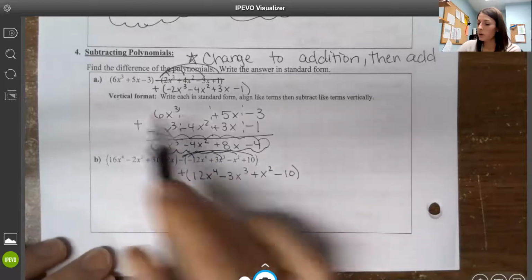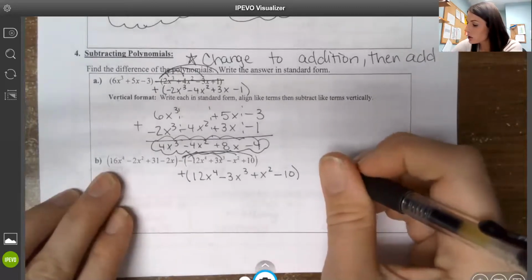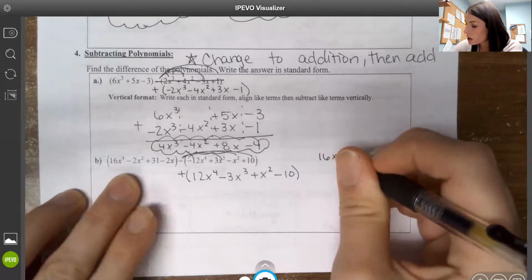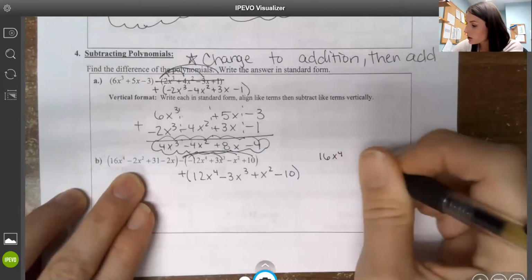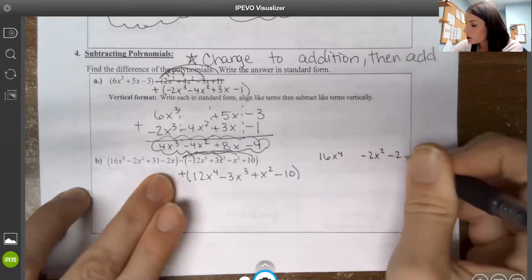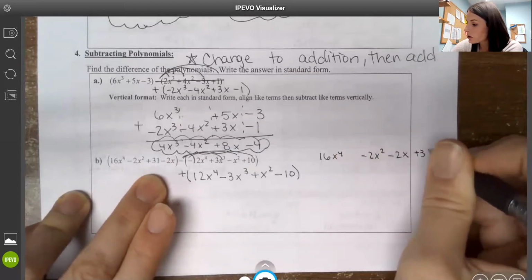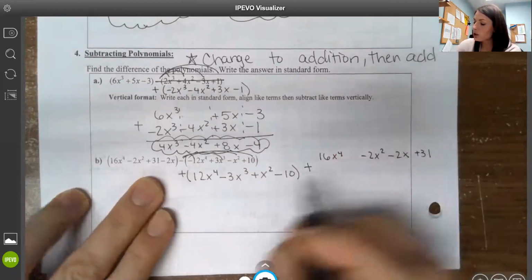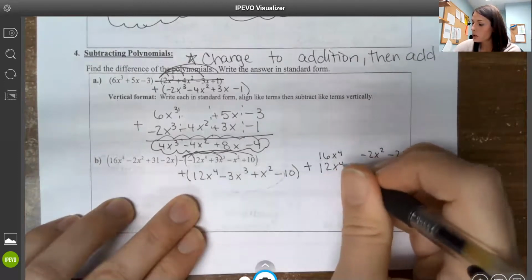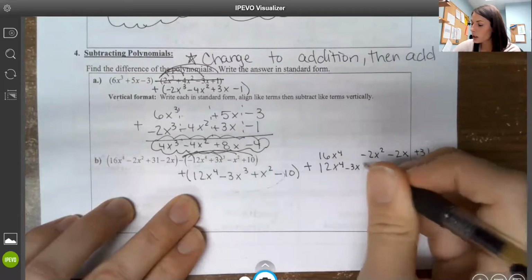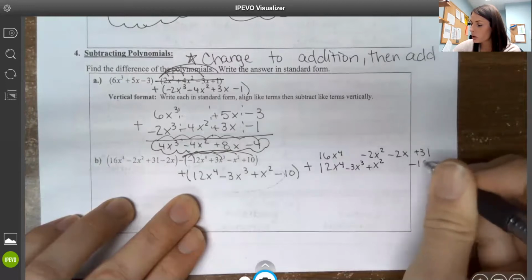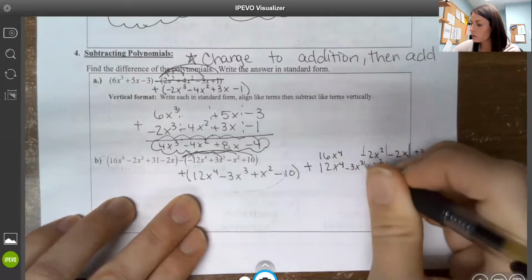Now, if I want to add vertically, I'm going to take my first polynomial here. So 16x to the 4th. I don't have any x cubes. I'm going to leave a little space there, -2x squared. I'm going to rearrange these and write -2x, then +31. And now I've changed it to addition, and I'm going to add this polynomial in, 12x to the 4th minus 3x cubed plus x squared, skipping a little over so that things are lined up.